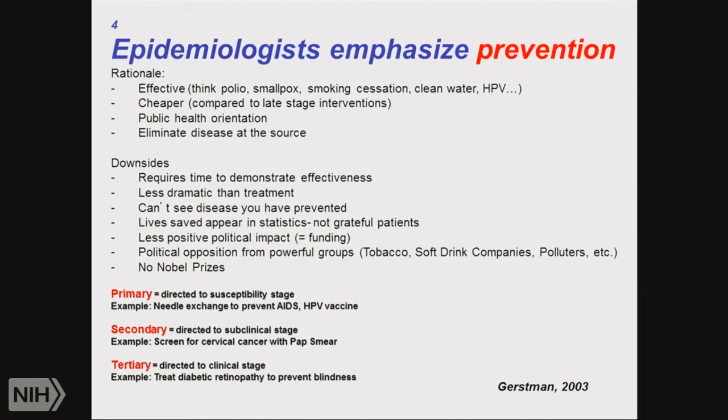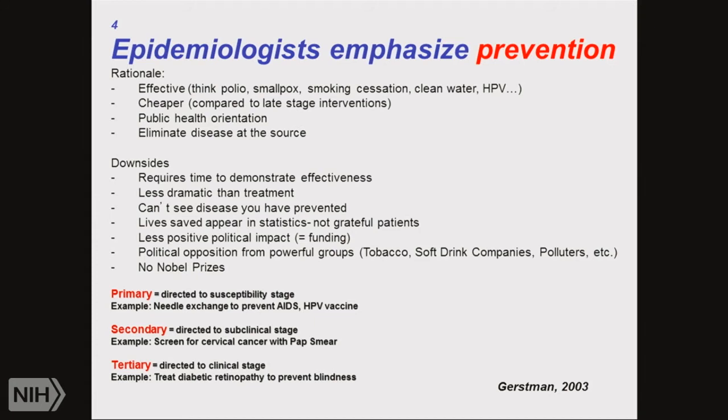There are a number of downsides, though, to prevention that I have to be frank with you about. One thing about prevention is it takes time, and it's very expensive to demonstrate that a preventive intervention is effective. And it's not very dramatic. You can't really see the disease that you've prevented. You don't have a grateful person that comes to you and says, "Thank you for saving my child," because frankly, they don't know that the vaccine saved their child. They kind of take it for granted. And if their child 10 years later develops a rash, well, maybe it was your vaccine that did it, so they're not always so grateful.